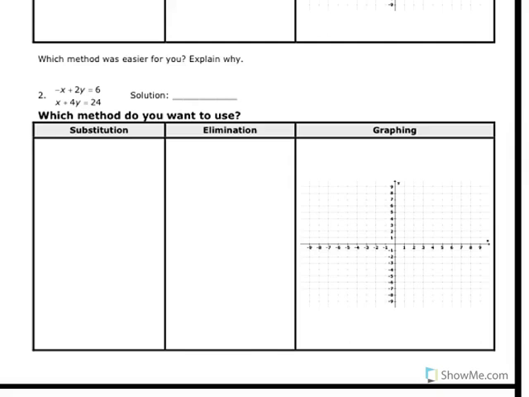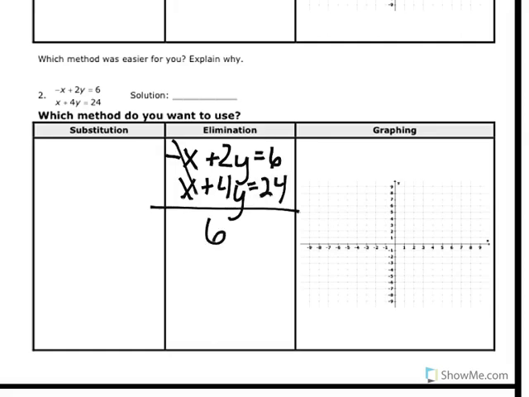For me, I would choose elimination for this one, because if you look right here, if we were to combine these equations, the x's would eliminate. We don't have to rearrange anything. Everything is already set up. The x's cancel. You get 6y equals 30. Divide by 6, y equals 5.